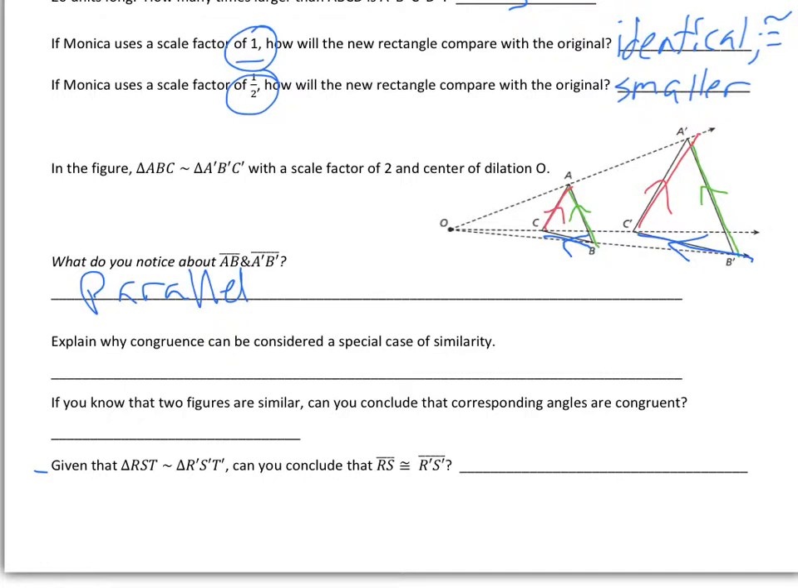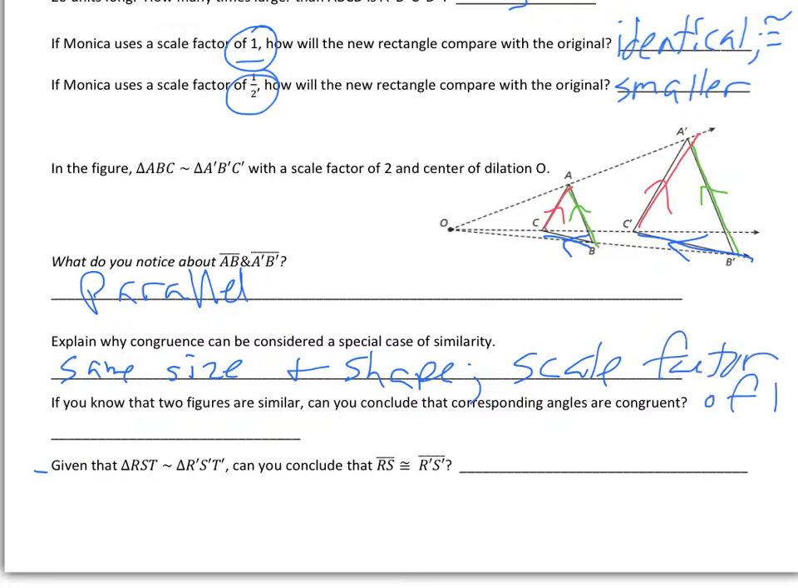Explain why congruence can be considered a special case of similarity. Well, we still have the same size and shape, and we also have a scale factor of 1. If you know that two figures are similar, you conclude that corresponding angles are congruent. That is absolutely the case, yes. If two objects are similar, then their corresponding angles are congruent.